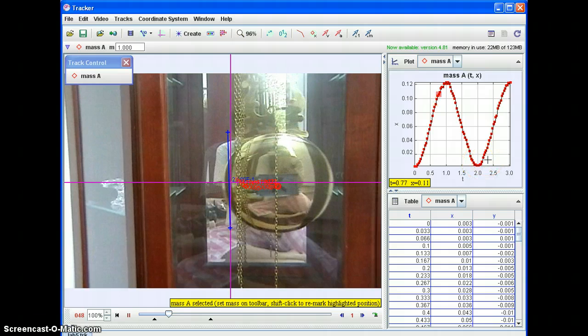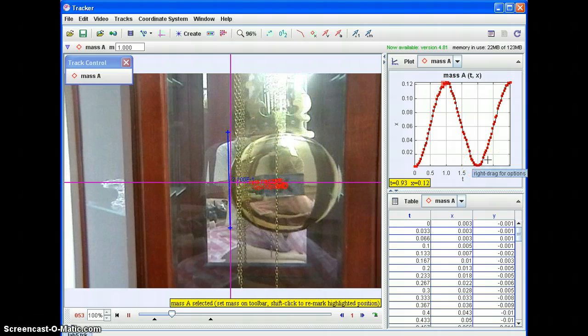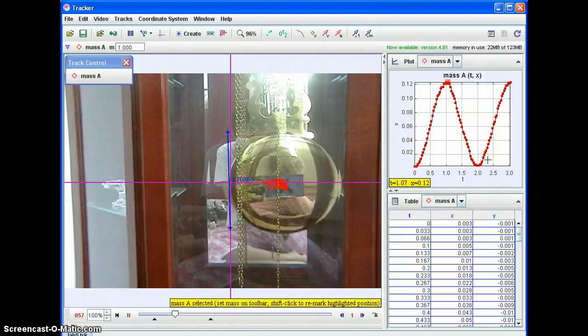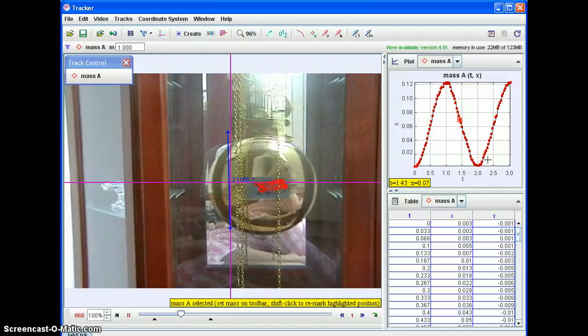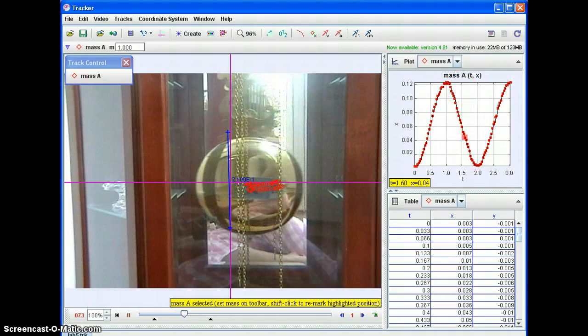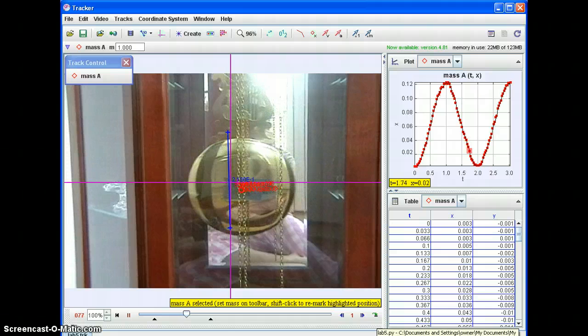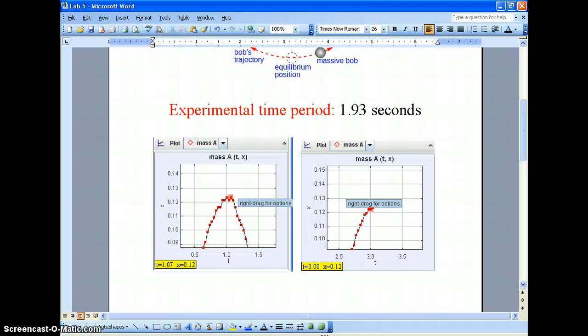graph created by it. Looking at the graph created in Tracker, we look at our experimental time period, which is when the pendulum basically makes a complete swing. So we're going to be looking from one apex to the next apex. The time changes from 1.07 seconds to 3 seconds when x is both 0.12. So that's when the bob makes a complete swing, and that time period is 1.93 seconds in the experimental data.